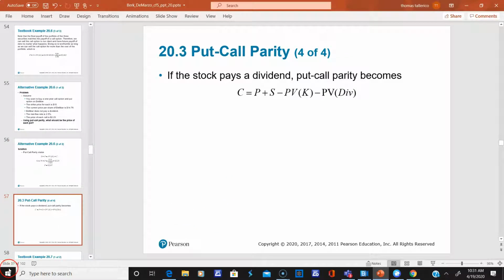All right, so that's basically the whole concept of put call parity. And I'm going to try to put more information in here.